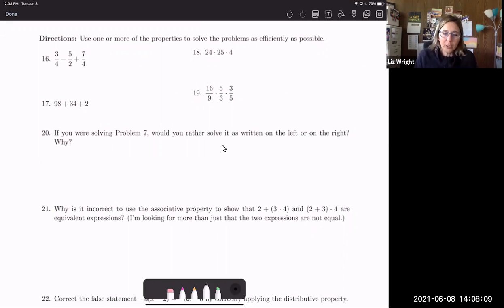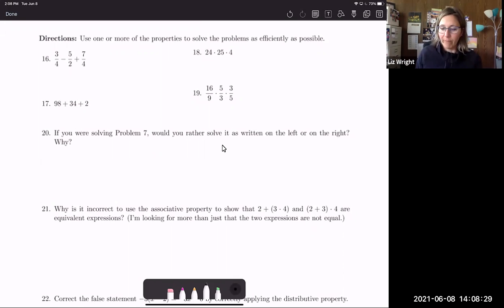All right, so the directions at the top, it says use one or more of the properties to solve the problems as efficiently as possible. So we are specifically wanting you to use the commutative property, the associative property, something here to help make these problems easier to do mentally.